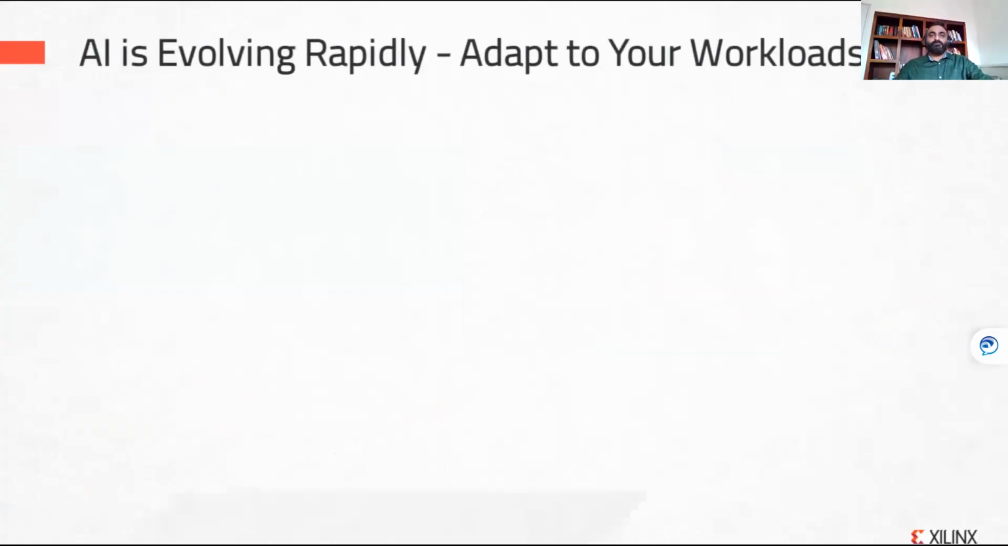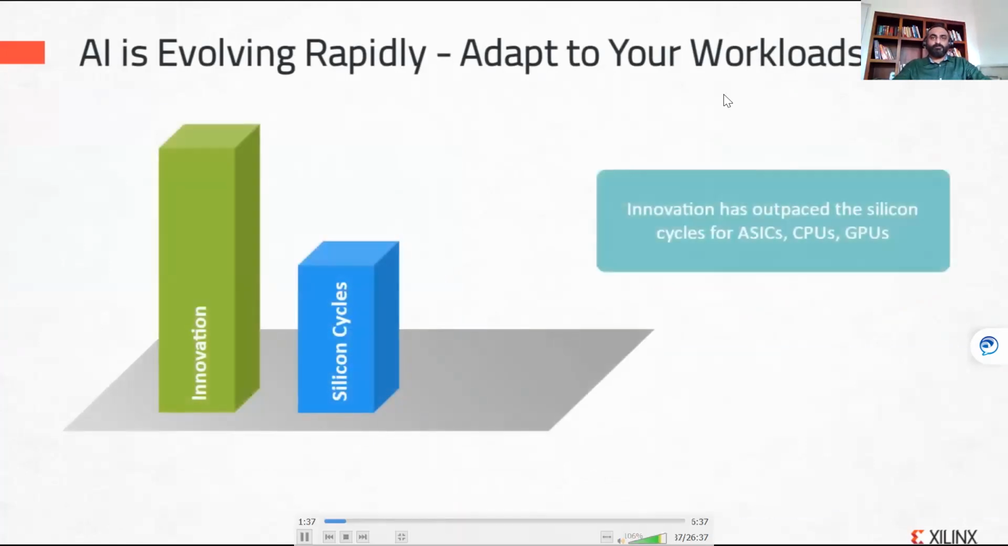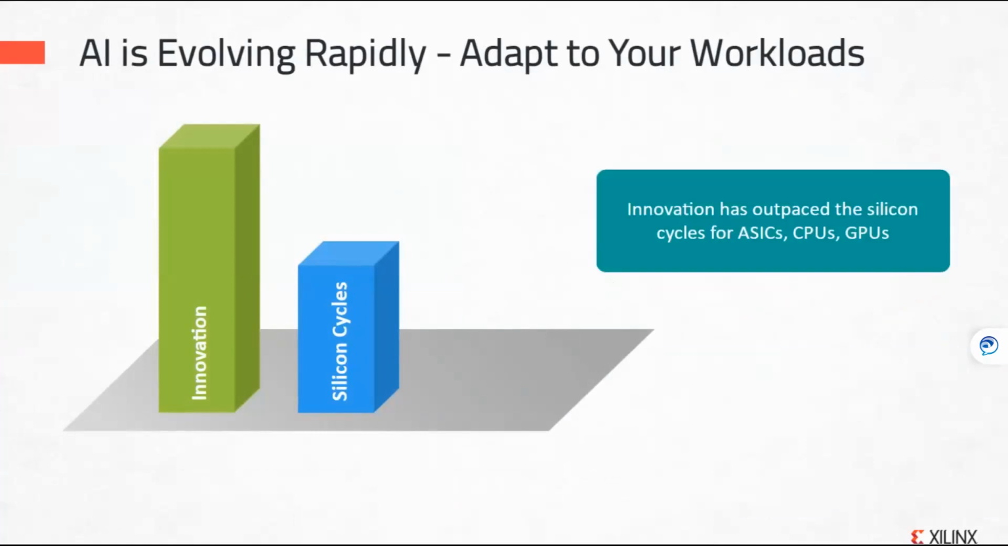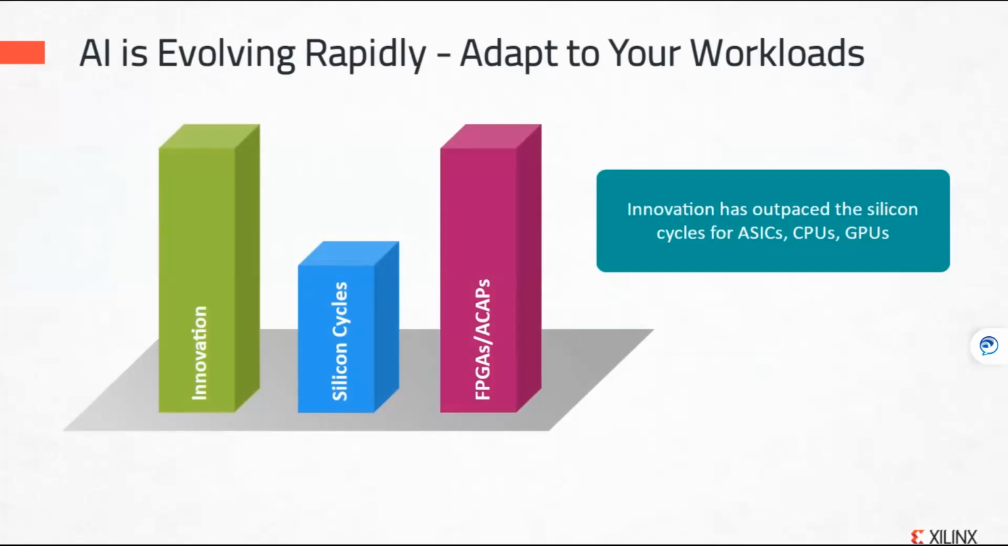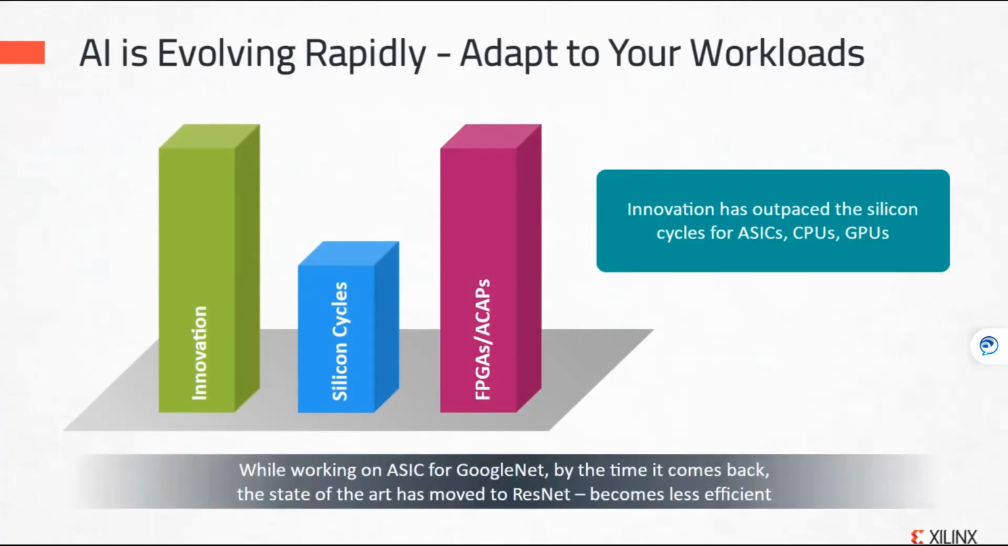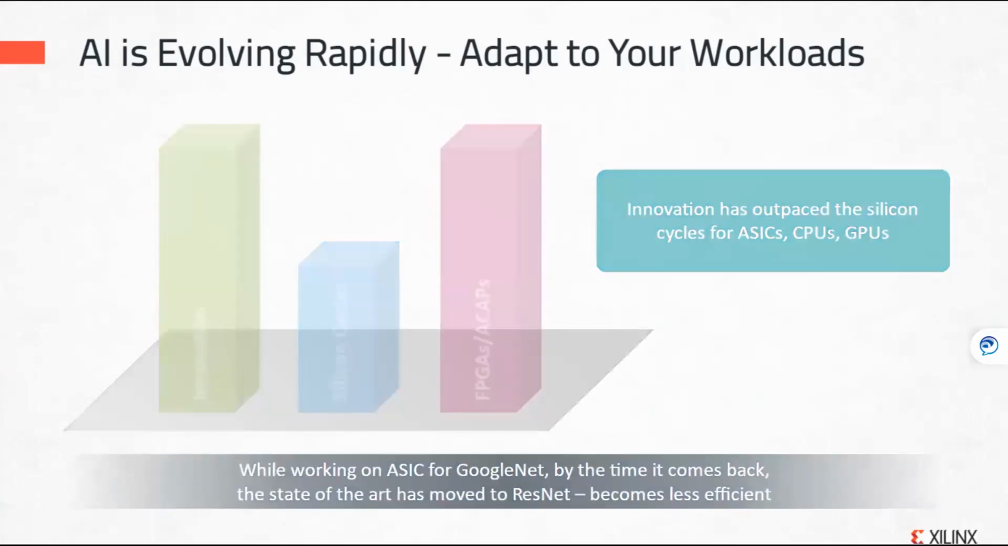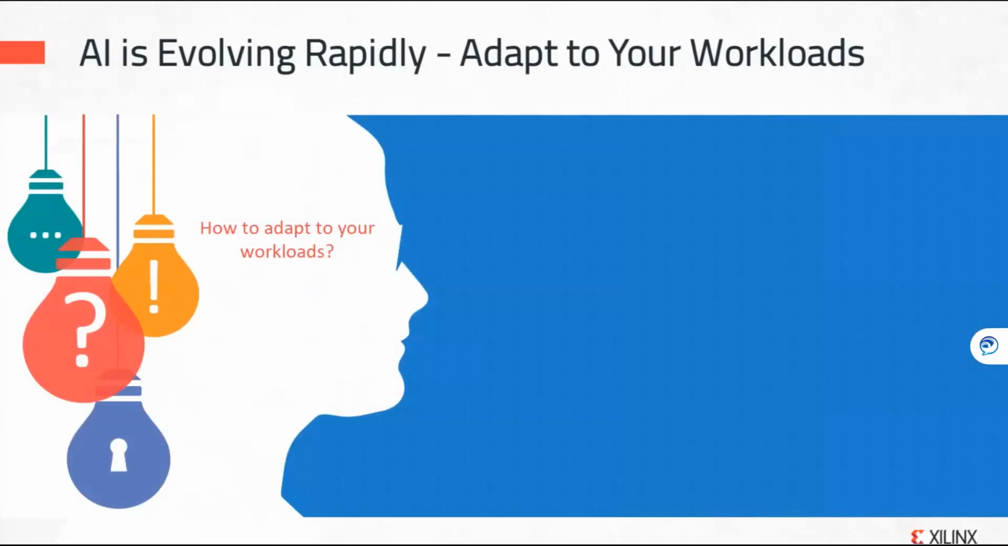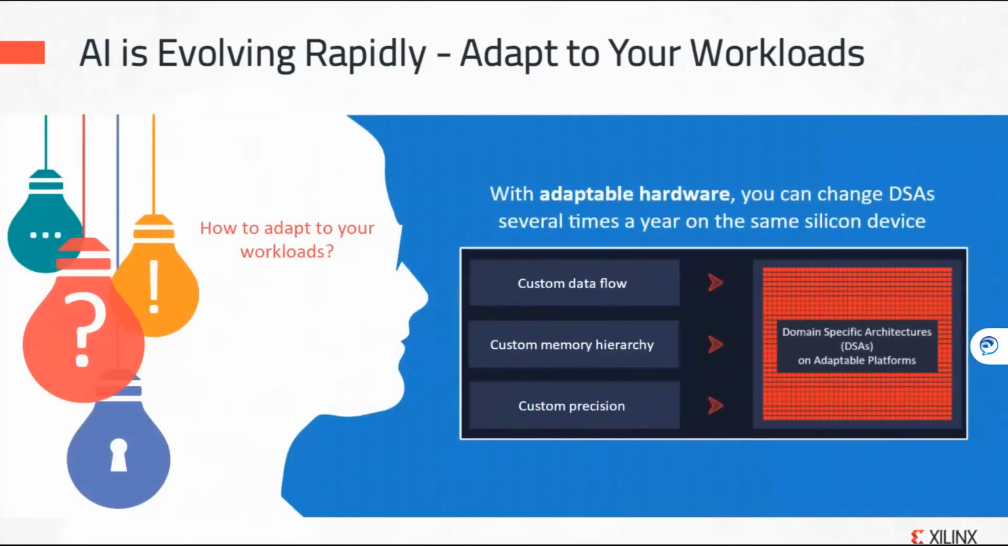Artificial intelligence is evolving rapidly. We have already seen that the speed of innovation has outpaced silicon cycles for ASICs, CPUs, and GPUs. FPGAs and ACAPs can keep up with innovations by enabling flexible architecture. If the specification for your ASIC is efficient at GoogleNet, by the time it comes back, the state-of-the-art has moved to ResNet, which makes it less efficient. The question is how to adapt your workloads accordingly. Only with adaptable hardware can you change domain-specific architectures several times a year on the same silicon device.